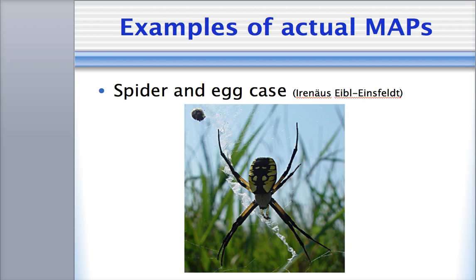Another example of an actual MAP is some work by Irenäus Eibl-Eibesfeldt, a German researcher who studied lots of animals, but in particular studied spiders. And he studied spiders who weave egg cases. I've only put a picture up because I looked at videos and I thought they were too creepy.